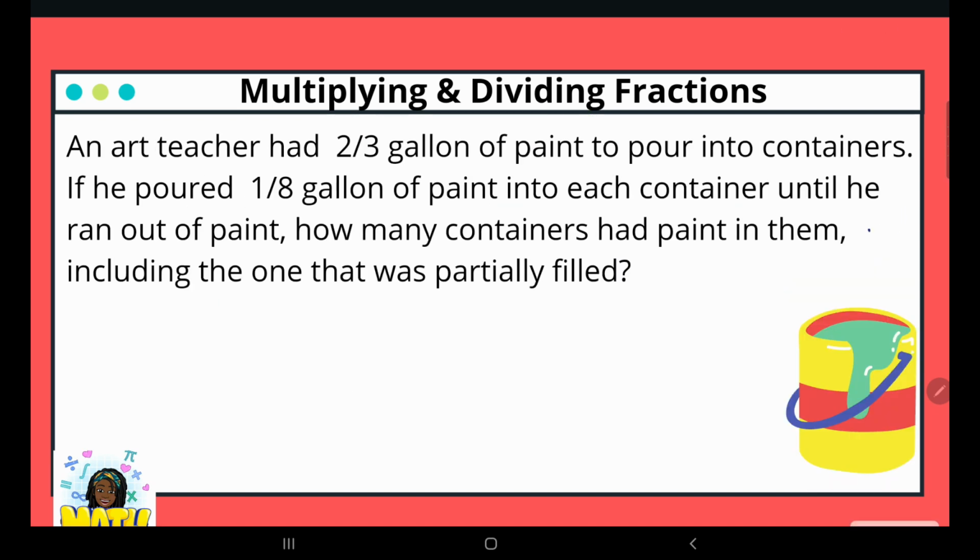All right, so let's take a look at our next example. An art teacher had 2/3 gallon of paint to pour into containers. If he poured 1/8 gallon of paint into each container until he ran out of paint, how many containers had paint in them, including the one that was partially filled?